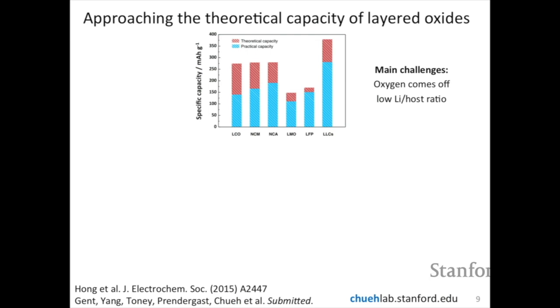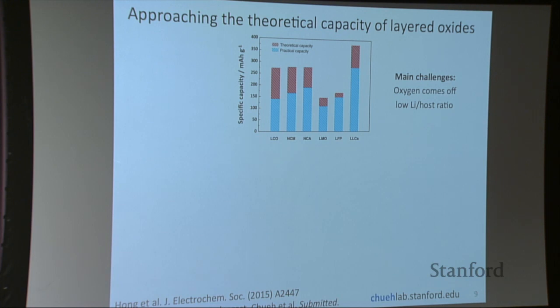This is a plot showing the theoretical and the practical capacity and energy density of various materials. On the left, you have lithium cobalt oxide, which perhaps folks are familiar with from its use in consumer electronics, all the way to more recent material sets. You can see the blue, which is the practical, is far lower than what is theoretically possible. One of the main challenges is that the oxygen tends to come off these materials. These are typically metal oxides: lithium cobalt oxide, nickel cobalt manganese oxide, lithium manganese oxide, lithium iron phosphate, and so forth.